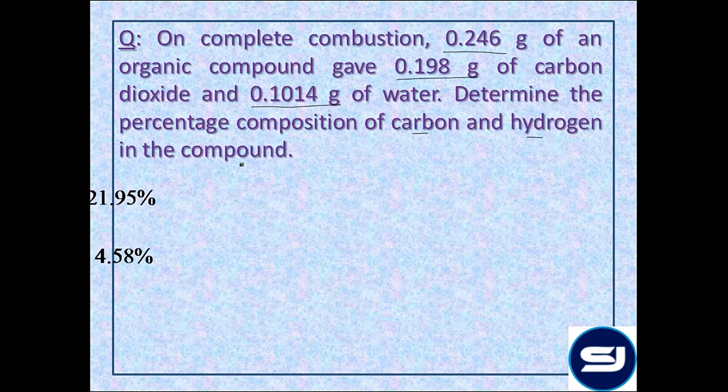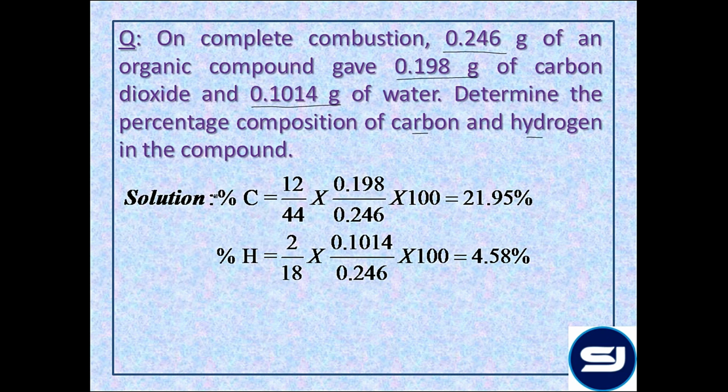Based on the information given, the percentage of carbon would be found as 12 grams of carbon in 44 gram carbon dioxide into weight of carbon dioxide upon weight of organic sample into 100. On substitution of the values, we get carbon percentage as 21.95% and percentage of hydrogen is equal to 2 grams of hydrogen in 18 gram of water into weight of water upon weight of organic sample into 100. Again, on substitution of the values, we get percentage of hydrogen as 4.58%.